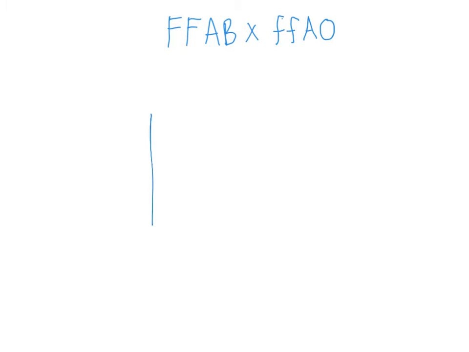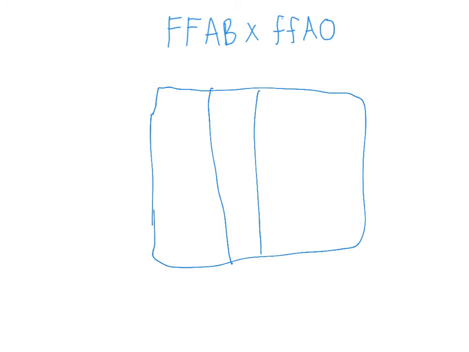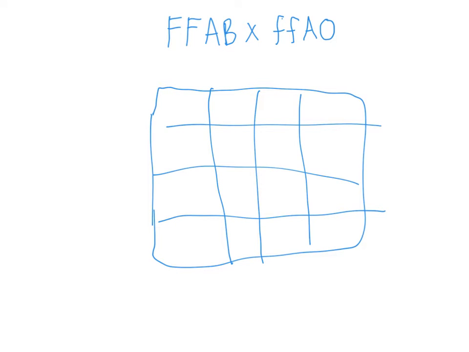So then we need to figure out all of the possible combinations of alleles that these could have. And so for the woman, all of her eggs are going to contain a big F allele because she doesn't have any other alleles for freckles. And then half will contain an A allele and half will contain a B allele. So I can fill out this whole square and it would look kind of like this.